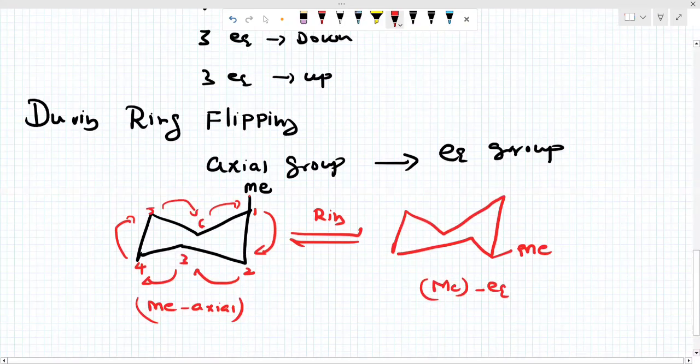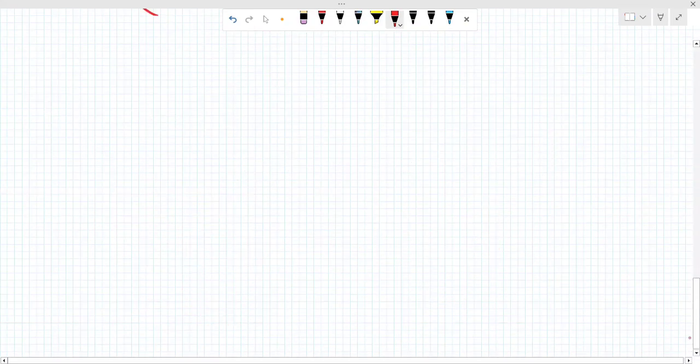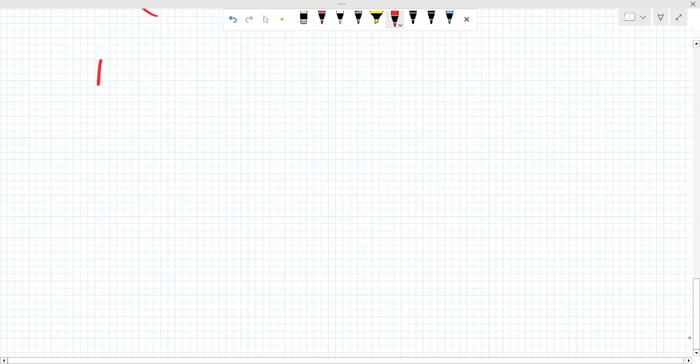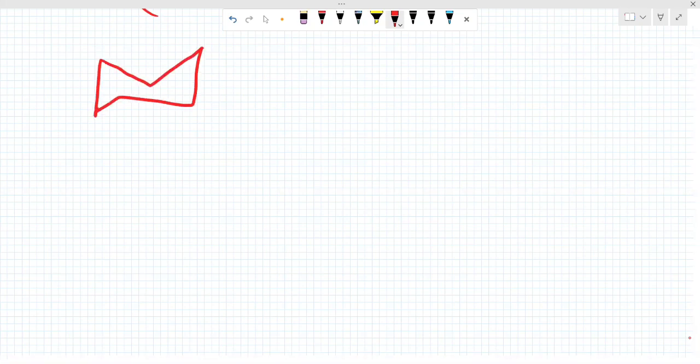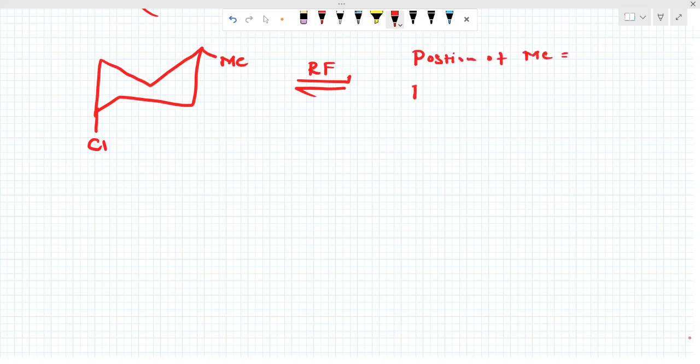Now we can try this one. You can try, I give you such a question. Tell me the position of the group. Now I put a methyl group here and a Cl group here. Now do the ring flipping. Now tell me the position of methyl. It becomes axial. Similarly, the position of Cl. Now do ring flipping. Very simple, right?